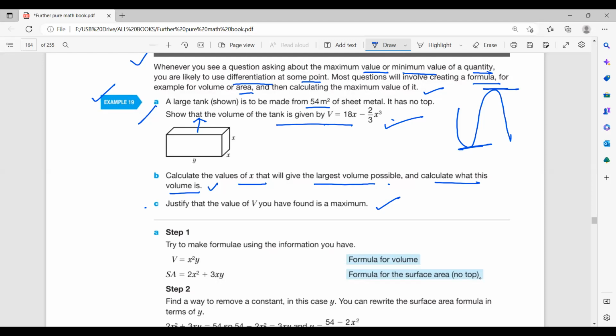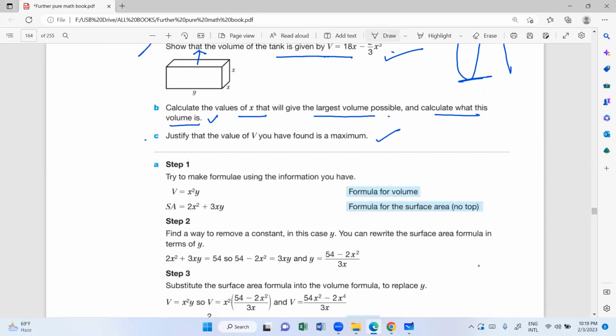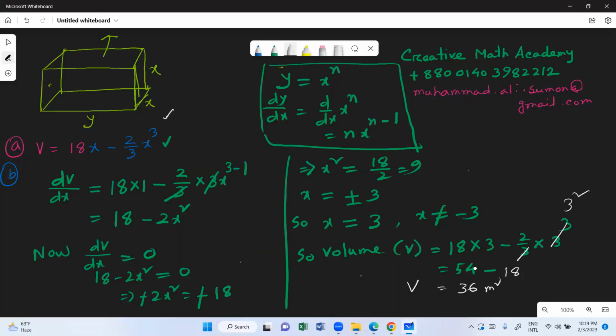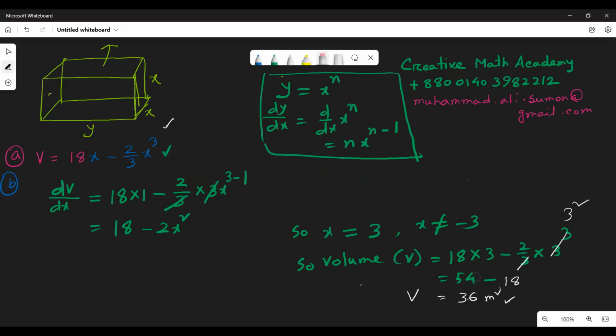Now the next part: justify that we found the maximum value of volume. We have to justify that the value of V you have found is a maximum. This is the most important part. So how can we justify that this volume is the maximum? To justify this, we have to differentiate dV by dx again. That means double differentiation. Now check how we can double differentiate.